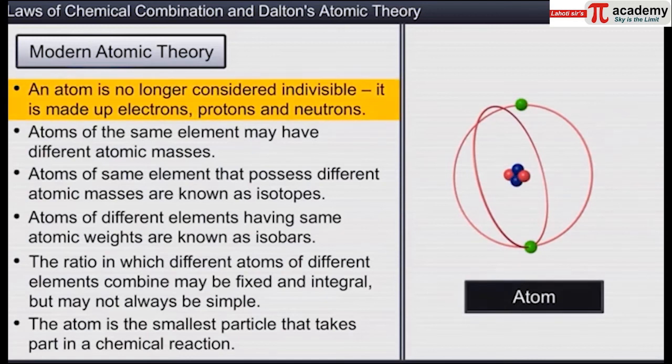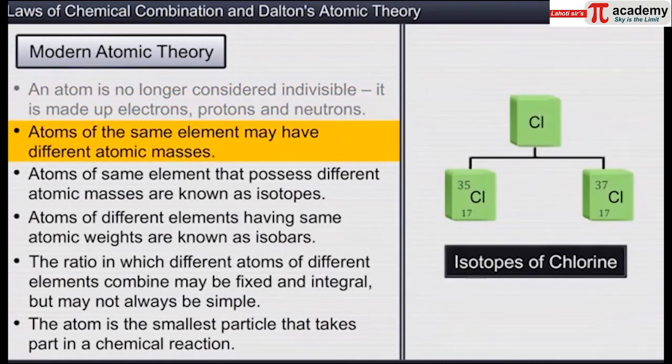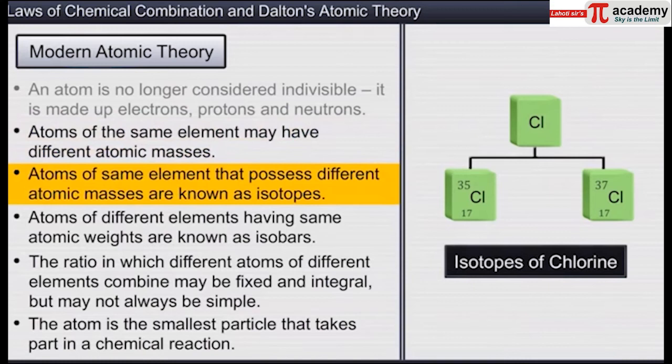An atom is no longer considered indivisible. This means that an atom is a complex structure and is made up of electrons, protons, and neutrons. Atoms of the same element may have different atomic masses. Such atoms are known as isotopes. For example, a chlorine atom may have an atomic mass of 35 and 37.